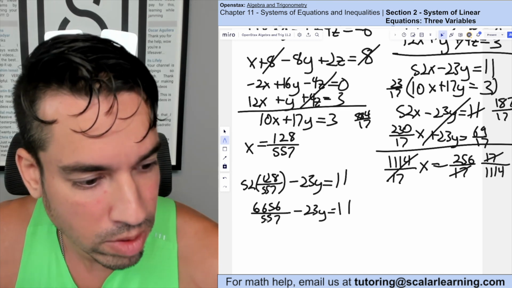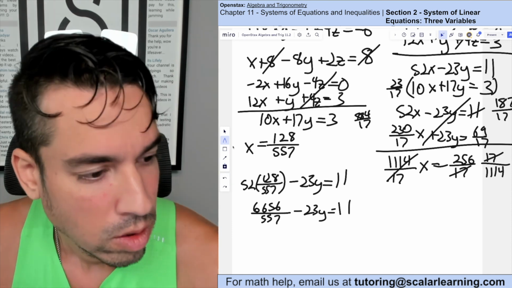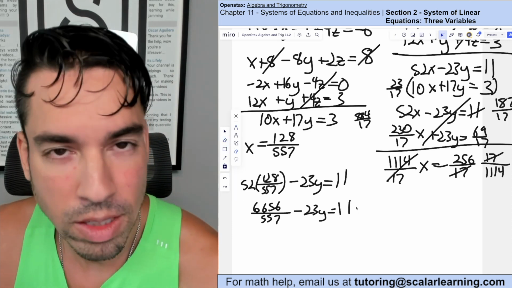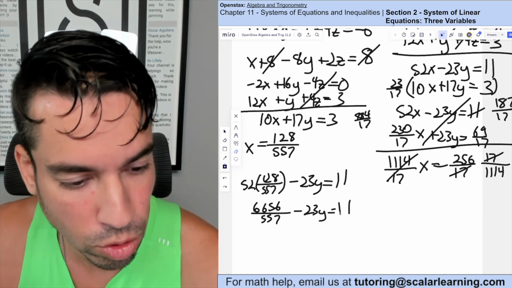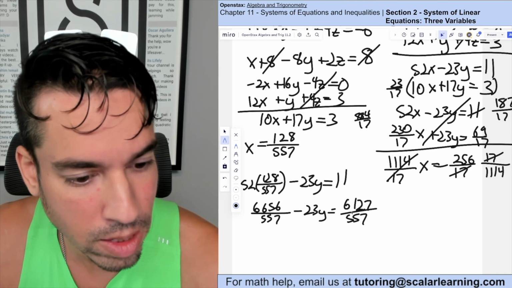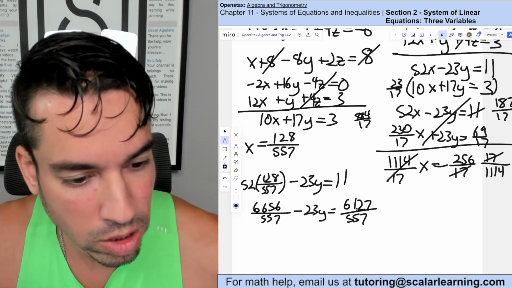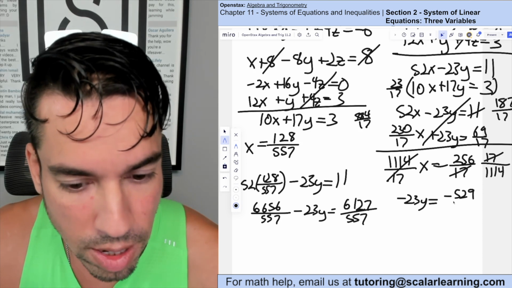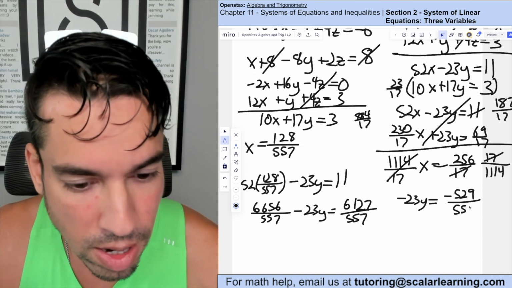And then we have to subtract both sides by this thing. To make common denominators, right, 11 times 557 is, I'm using calculator, of course, 6127. So just so it's a little easier, 6127. So when I'm minusing that, I can just minus the numerator, 6127 minus 6656. That's negative 529 over 557.